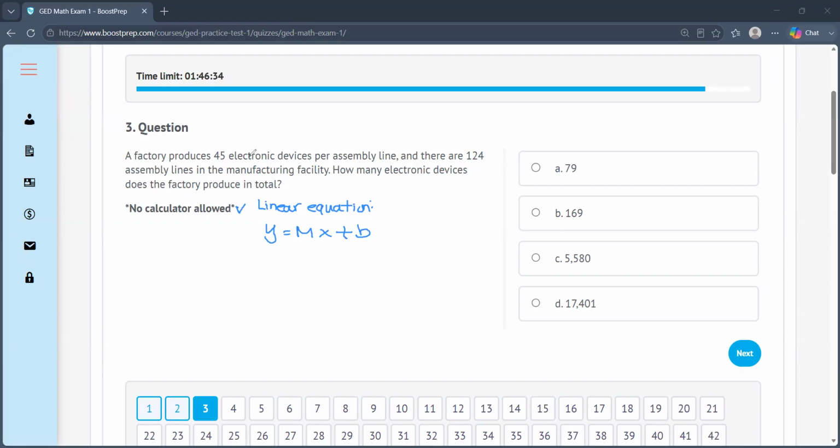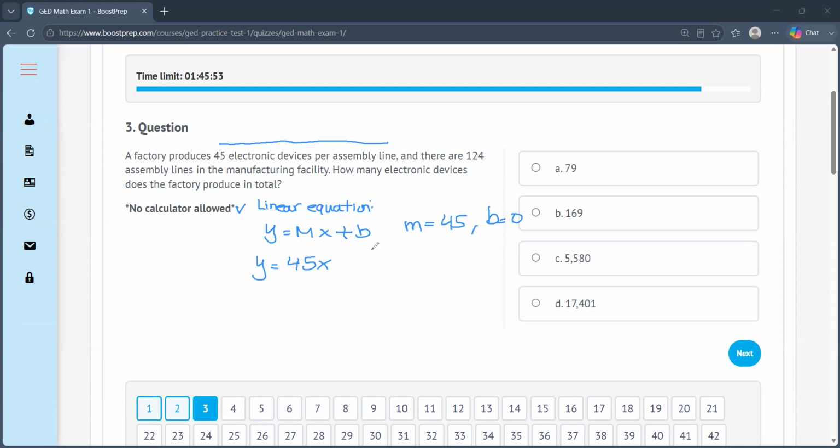It says the factory produces 45 electronic devices per assembly line. That's the big clue. This is your m. 45 is your m, because it's uncontrolled, because we don't know how many assembly lines we're going to create, right? So that's how I know my m is 45. And then do we have our b? No. Sometimes you have a b, sometimes you don't. We don't have a b, so our b is going to be 0. So our equation is going to be y equals 45x. And you don't have to put the b for 0.